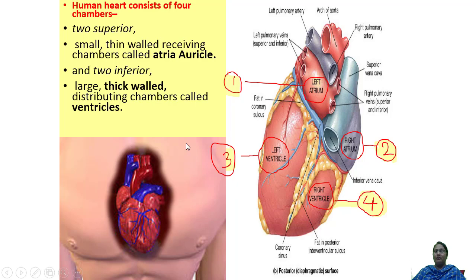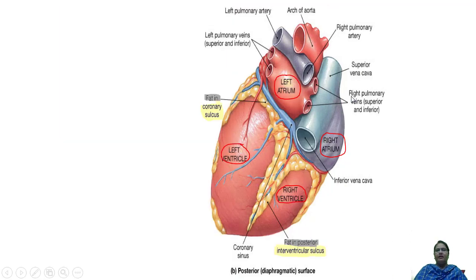They are the thick walled distributing chambers which are called ventricles, and the atria are the thin small receiving chambers. They receive the blood.